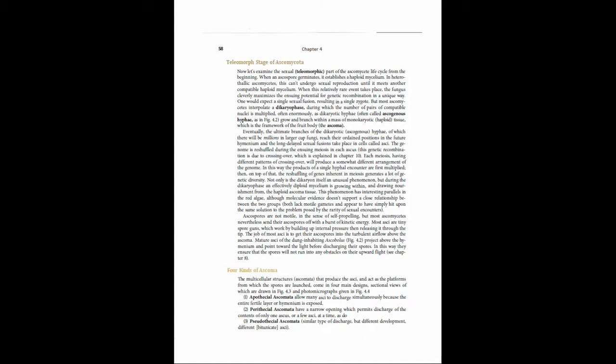Eventually, the ultimate branches of the dikaryotic, ascogenous hyphae, of which there will be millions in larger cup fungi, reach their ordained positions in the future hymenium and the long-delayed sexual fusions take place in cells called asci. The genome is reshuffled during the ensuing meiosis in each ascus. This genetic recombination is due to crossing over, which is explained in Chapter 10.